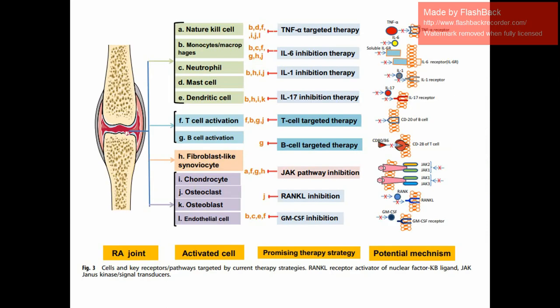This figure summarizes the essential mechanism by which various drug classes act, mainly TNF alpha targeted therapy, IL-6 inhibition, IL-1 inhibition therapy, T cell targeted therapy, B cell targeted therapy. JAK pathway inhibition has been studied, and we have FDA approved drugs only for these classes.